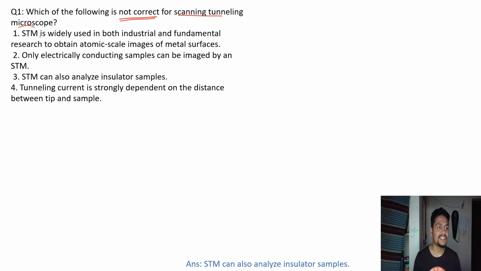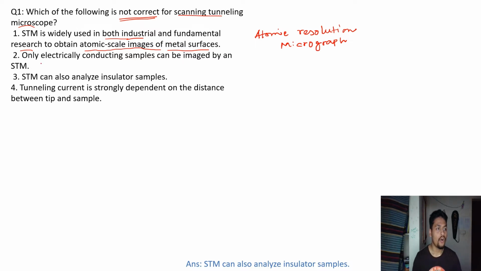The first option: STM is widely used in both industrial and fundamental research to obtain atomic scale images of metal surfaces. Obviously, it is true. The purpose of STM is actually to get an atomic resolution micrograph, and that is what made this technique so special that it earned a Nobel Prize immediately after its discovery. It is actually used both for research as well as industrial research.